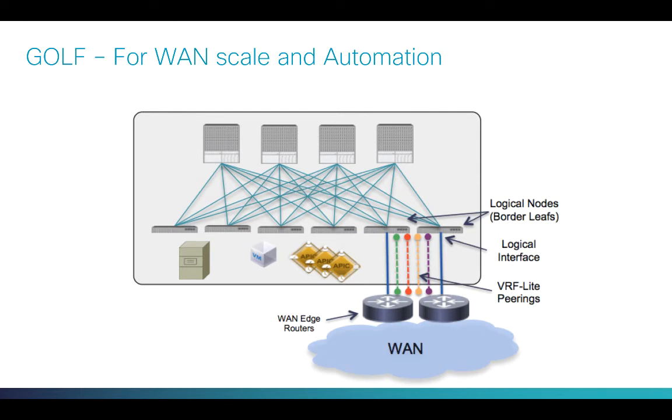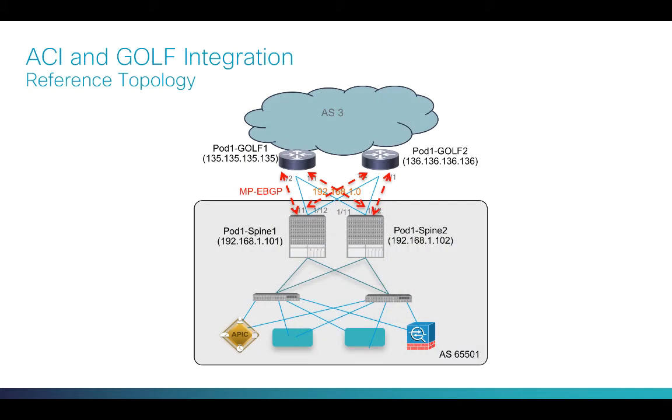The other feature that Golf brings is a level of automation. We want to be able to configure the external Golf routers, which are not controlled, owned, or managed by ACI, but we want to automate the configuration of the WAN integration as it relates to Golf. So just those ports and those features that are related to this peering and this VRF connectivity through the Golf routers. So that's the second feature that Golf brings. So scale and automation.